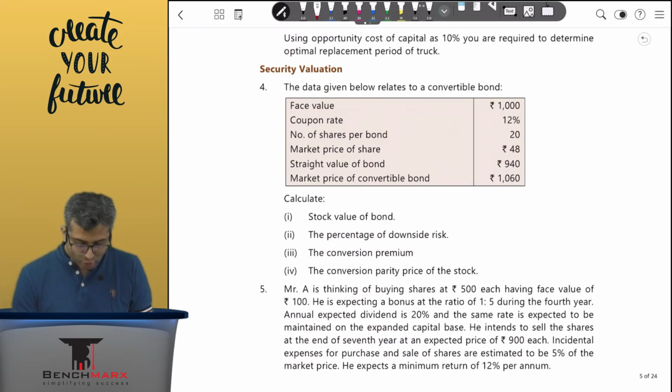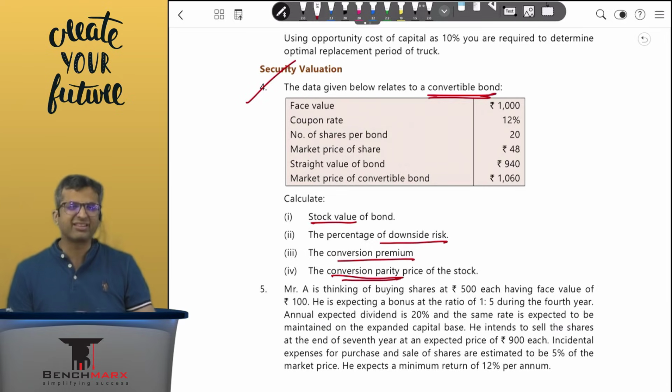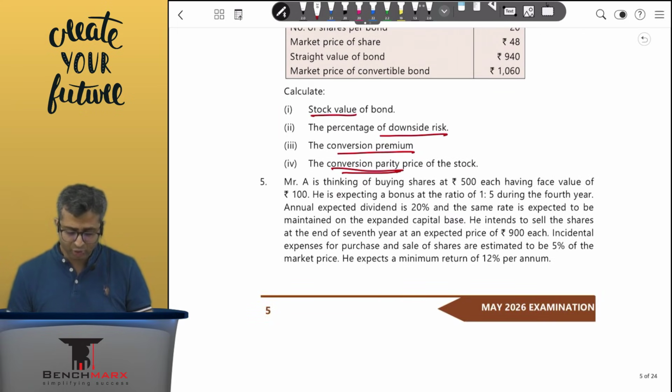Okay, next, when you look at security valuation, you have this question on convertible bonds where you have various terms like the conversion value, downside risk, conversion premium, conversion parity price, exactly the same sum that is there in our material as well, and you would have practiced this irrespective. So this is, I think, question number 4 on security valuation for convertibles.